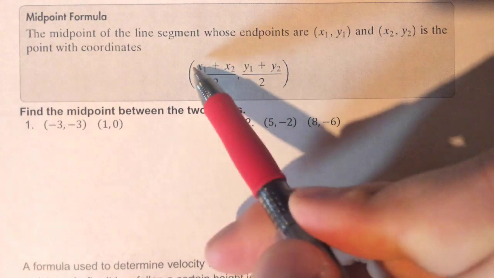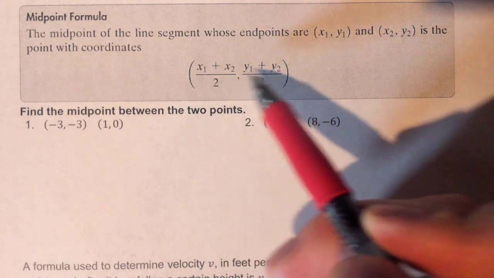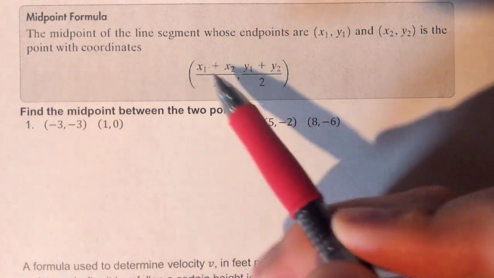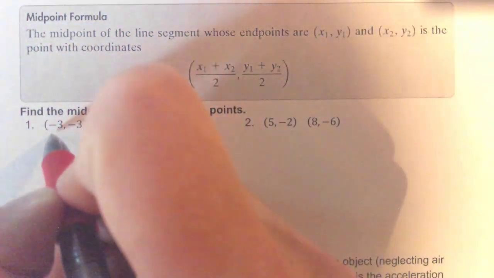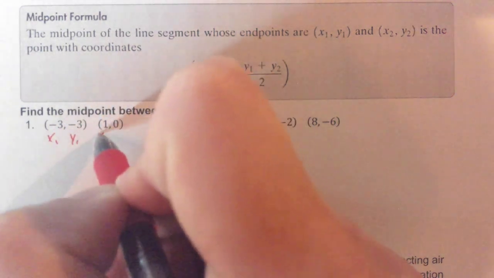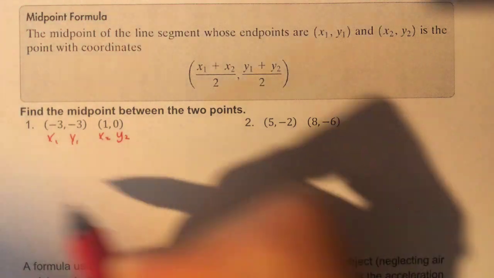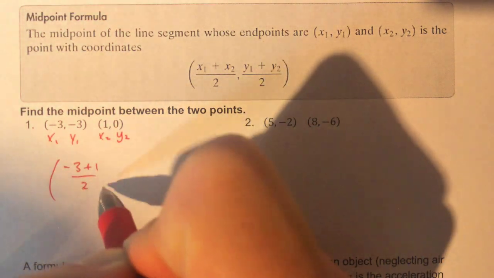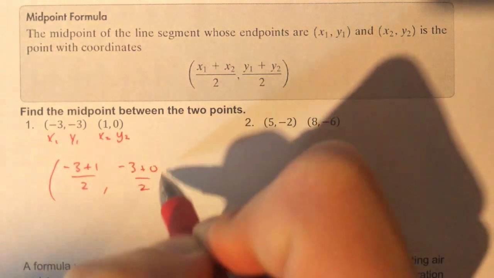So the midpoint formula, very easy. Add your x values together, divide them by 2, add the y values together, divided by 2. It's the midpoint because it's finding the average of the x's and the average of the y's. So again, you might start by labeling your points, x1, y1, and x2, y2. And then you just got to plug it in. So it's going to be negative 3 plus 1 divided by 2, comma, negative 3 plus 0 divided by 2.